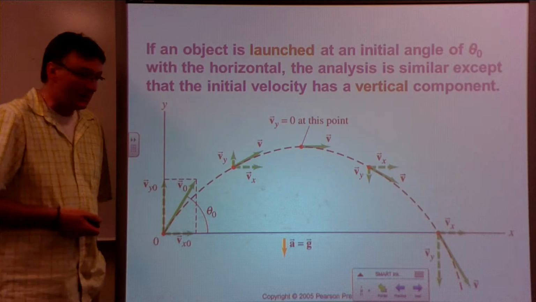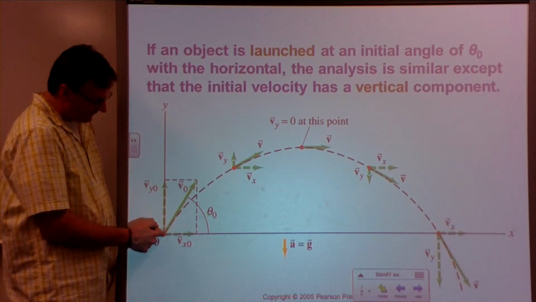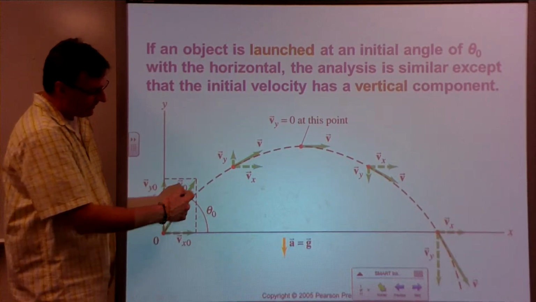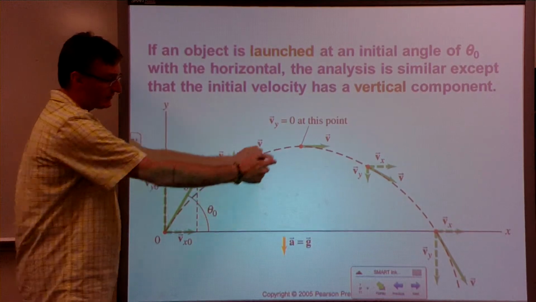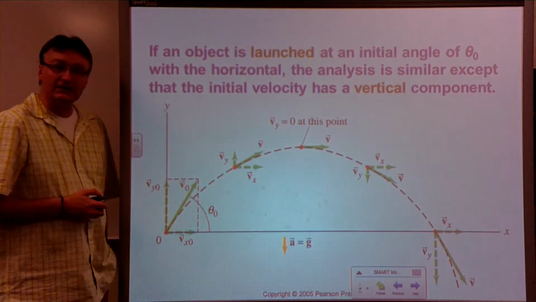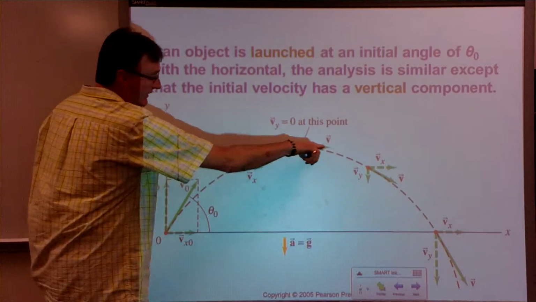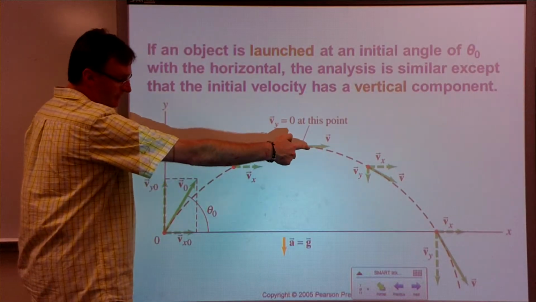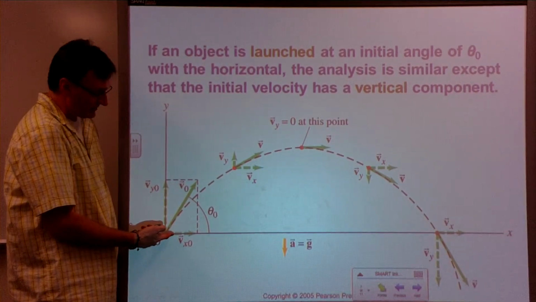The y velocity, however, will change. So the initial y velocity will continue to decrease, and at the top of its trajectory, that y velocity will indeed be 0 at that point. So its velocity vector at that point, at the top of its motion, will be identical to its x component when it was launched.